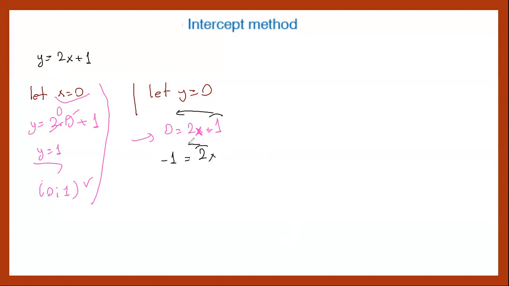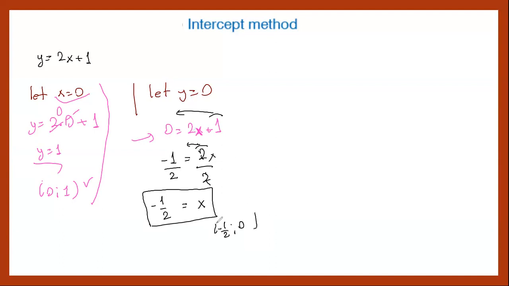And then the 2 there is multiplication, so you divide: over 2, over 2 for both sides, because dividing by a number and putting it over a number is the same thing. I think we don't simplify. I got x equals negative 1 over 2. Now I got another point, which is x value negative 1 over 2 and y value 0.